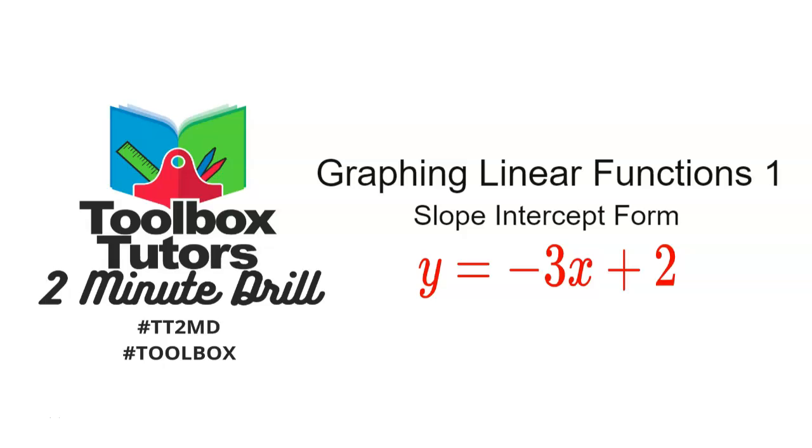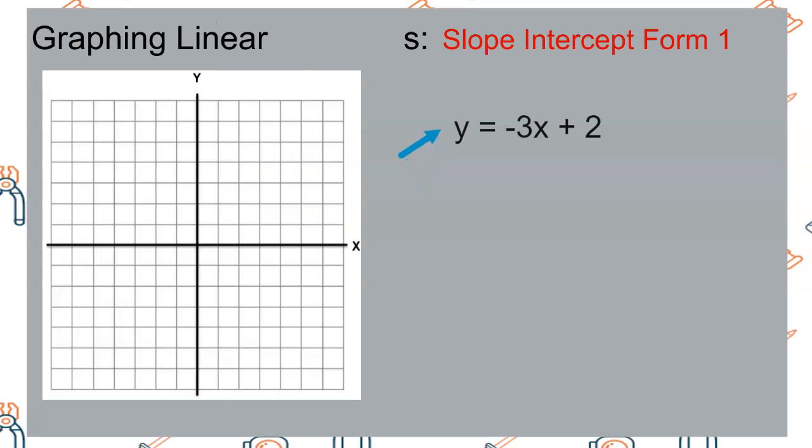Welcome back to your Toolbox Tutors 2-minute drill, and this will be example 1 of graphing linear functions using the slope intercept form. And by the end of this video, you'll be able to graph this function using the slope intercept form. First, in order to graph this function using the slope intercept form, we'll put the slope intercept form above this function. Next, we'll identify our parts.